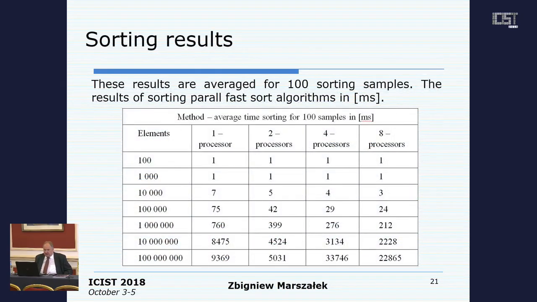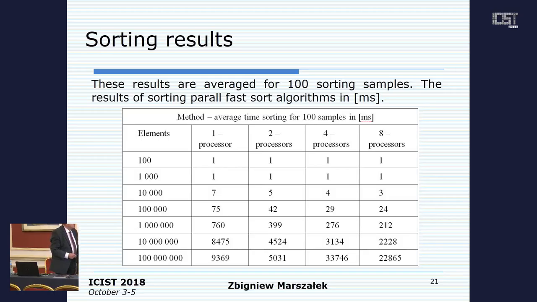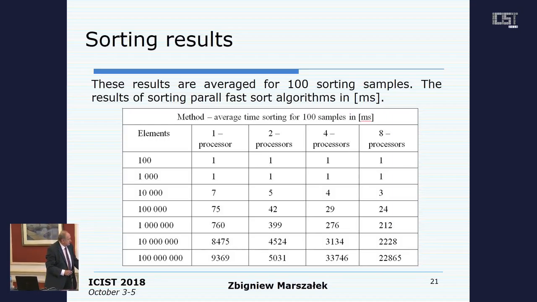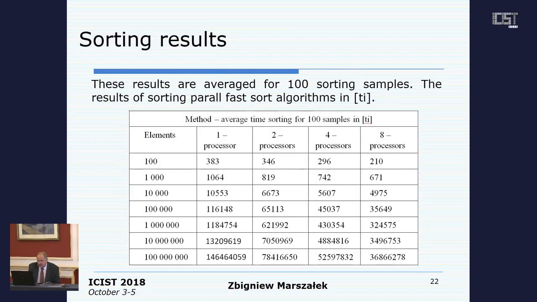Execution time is the time in which the CPU executes procedures. However, it can reflect not only execution of the algorithm, but also some other operations performed in the system. Sorting results. These results are averaged for 100 sorting samples, the result of the parallel fast sort algorithm in ms. We see here results for one processor, two processors, four processors, and eight processors, with elements from 100 to 100 million elements.